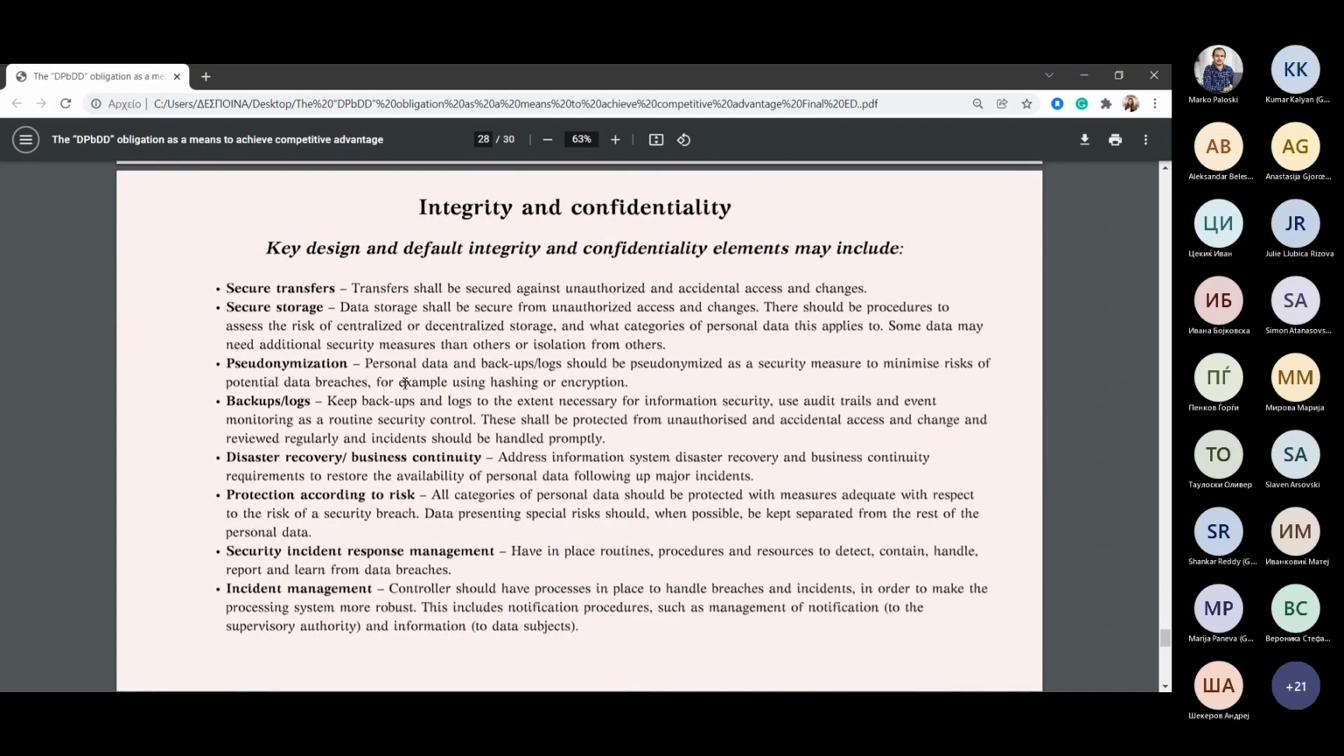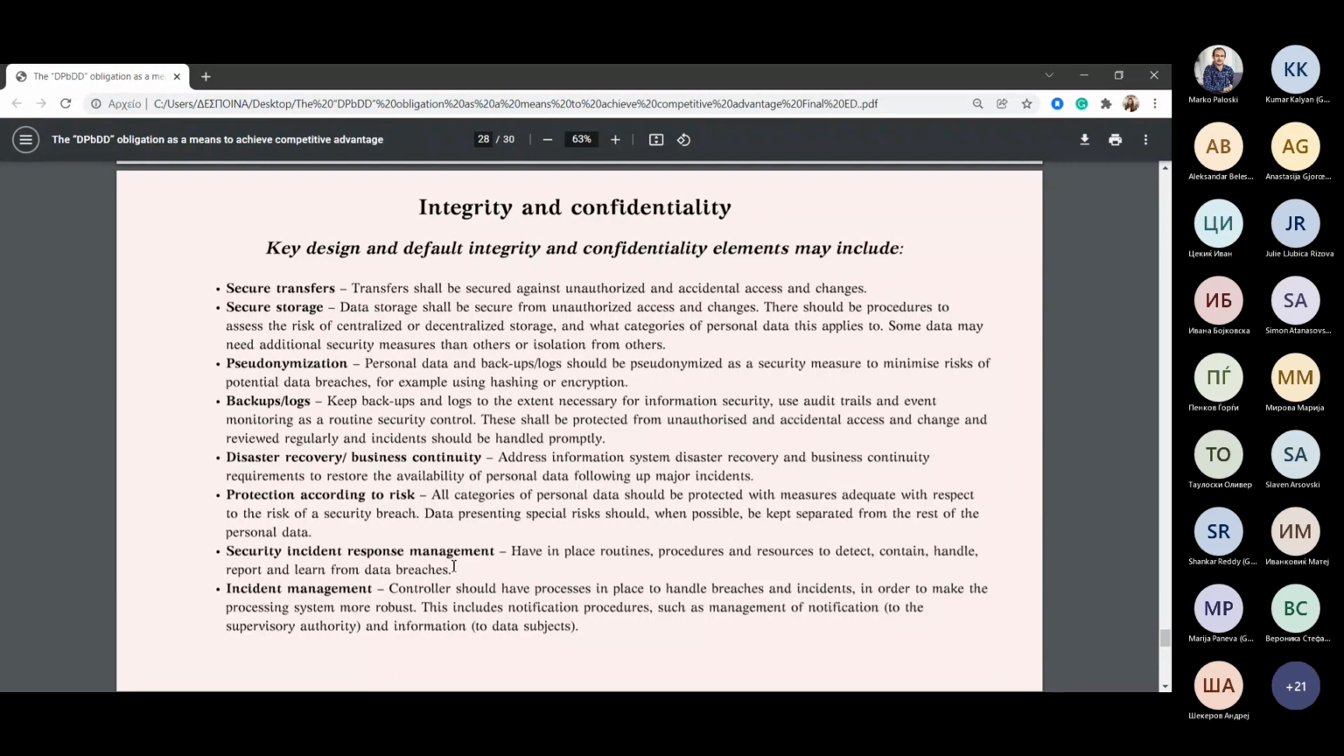Some other key design and default elements are to secure transfers, to secure storage, a pseudonymization solution, backups and logs, some monitoring, and safety, disaster recovery and business continuity, protection according to the risk. Data presenting special risks, for example, must be kept separated from the rest of the personal data.